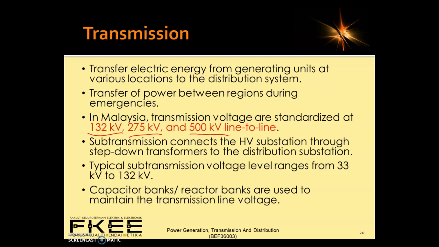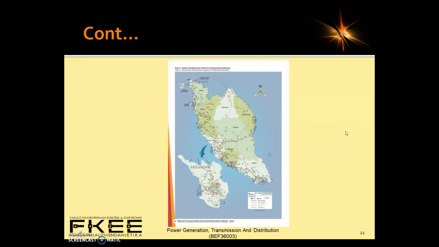So sub-transmission connects the high voltage substation through the step-down transformers to the distribution substation as I mentioned before. Typical sub-transmission voltage levels range from 33 kV to 132 kV, and capacitor banks or reactor banks are used to maintain the transmission line voltage. Okay, this is the figure of the electricity transmission system in Peninsular Malaysia.